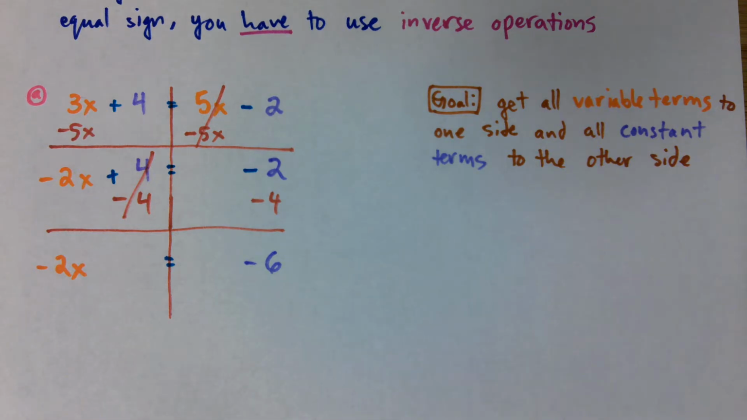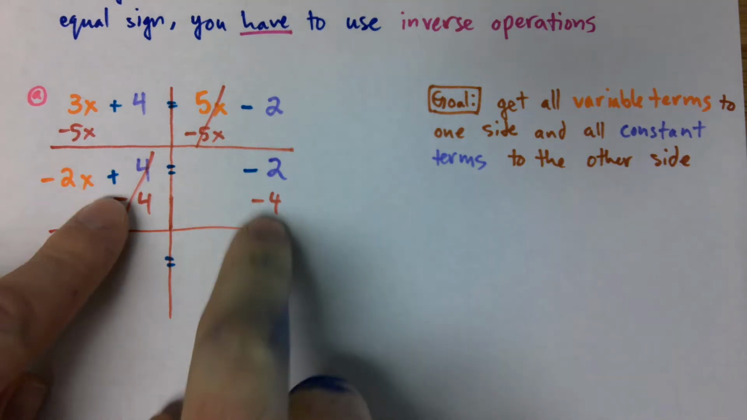Yes. Maybe? Kind of confused me. Maybe it confused you more. I apologize if that's the case. Yeah, go ahead. Basically, you have to sort them. You have to sort your variable terms onto one side and your constant terms on the other side. But you have to do the inverse in order to achieve that.